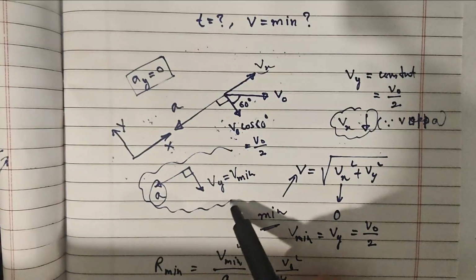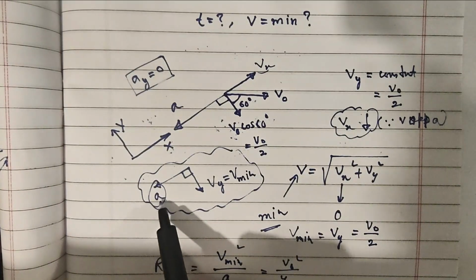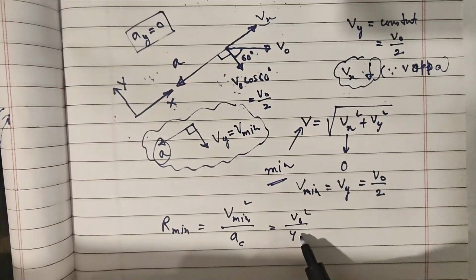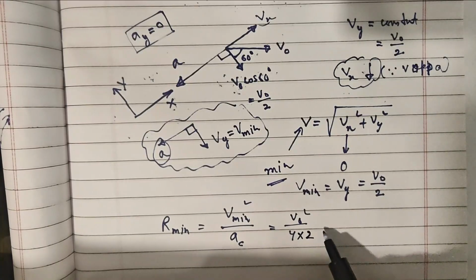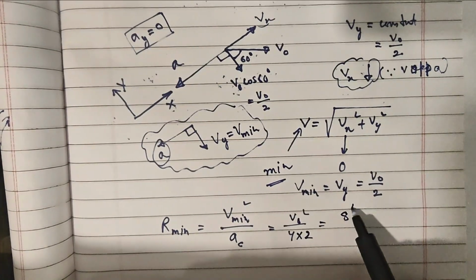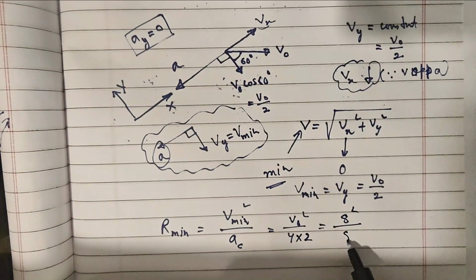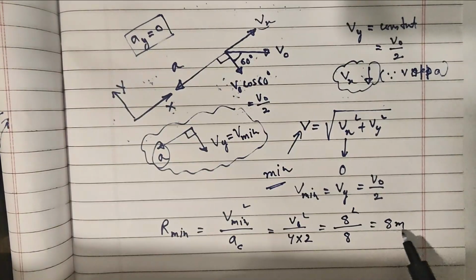This is your minimum velocity, remember. So you can see in this diagram that centripetal acceleration is this a itself, which is given in the question as 2. V naught was given 8, divided by 4, 2s are 8, so the answer is 8 meters.